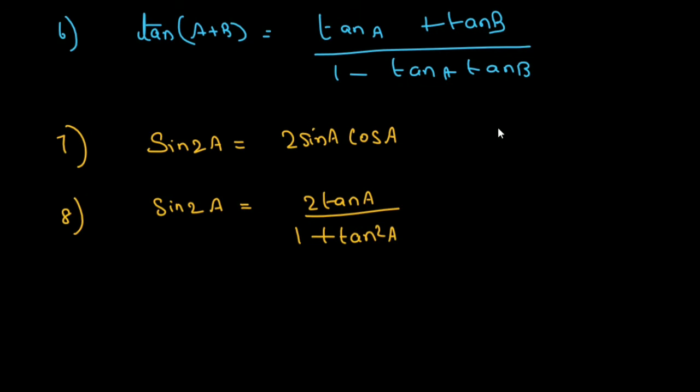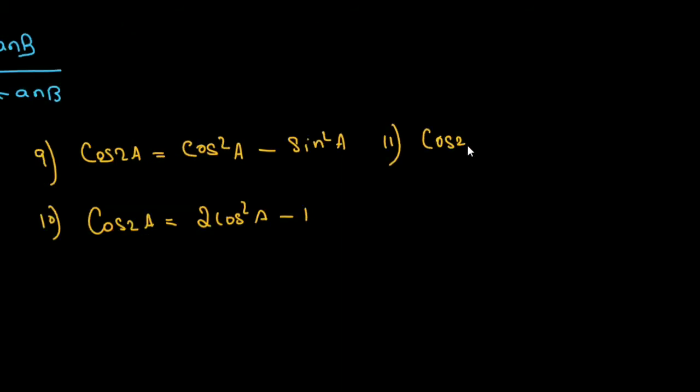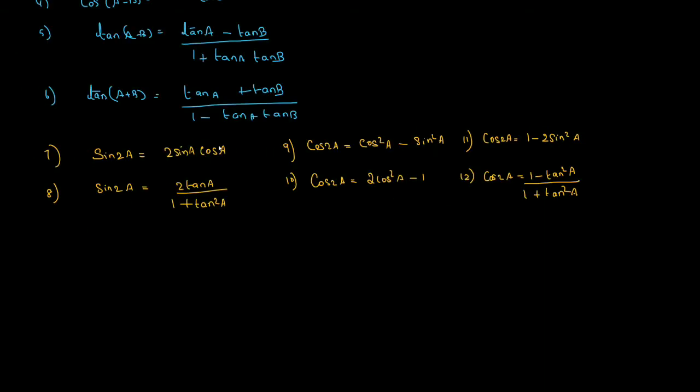Then ninth one, cos 2A is cos square A minus sin square A. 10th, cos 2A is also equal to 2 cos square A minus 1. Then 11th one, cos 2A is also equal to 1 minus 2 sin square A. 12th one, cos 2A is 1 minus tan square A by 1 plus tan square A. So for sin 2A there are two formulas, and for cos 2A there are four formulas.